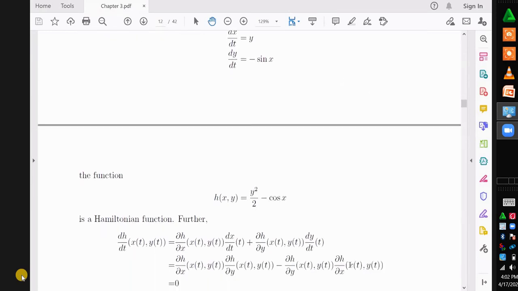Further, dh by dt is, just use the differentiation rule, chain rule: partial h over partial x, dx by dt plus partial h over partial y, dy by dt. So this is partial h over partial x, and dx by dt is just partial h over partial y, and dy by dt is minus partial h over partial x. So you can see these cancel with each other, so this is just 0. So you can see dh by dt is 0. So the derivative of the Hamiltonian function is 0. So the Hamiltonian function is a constant.